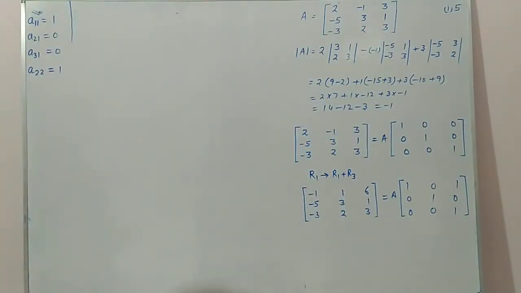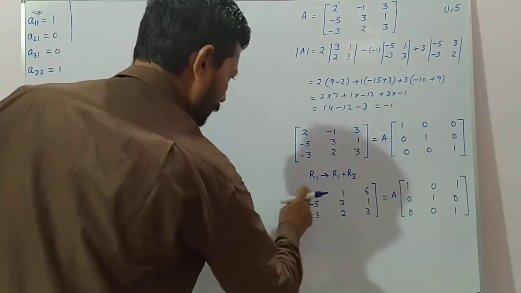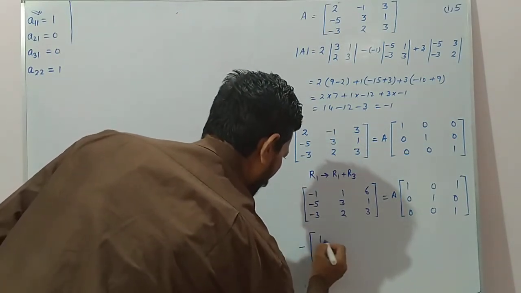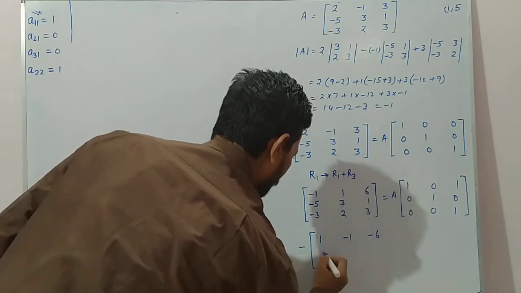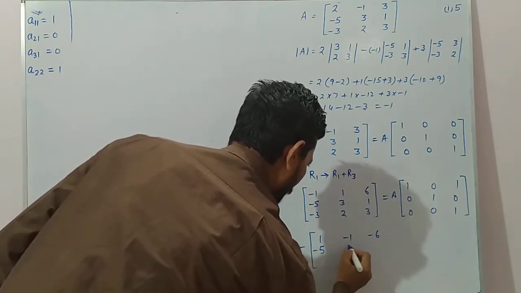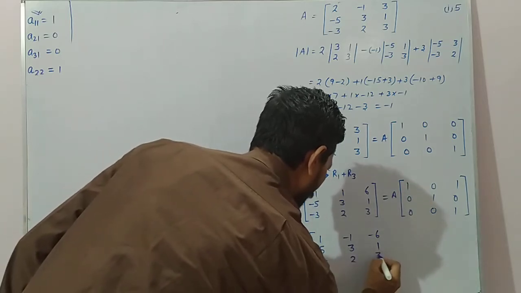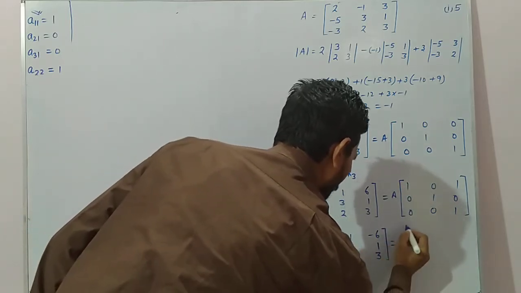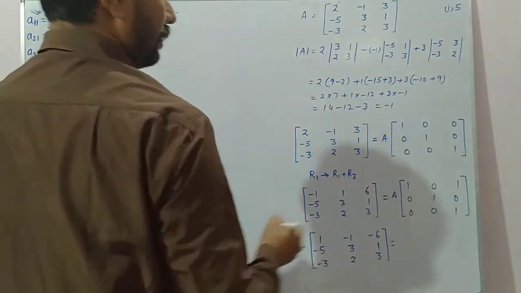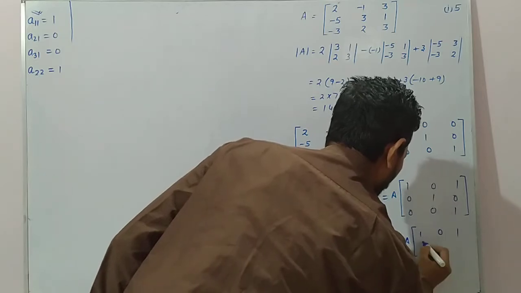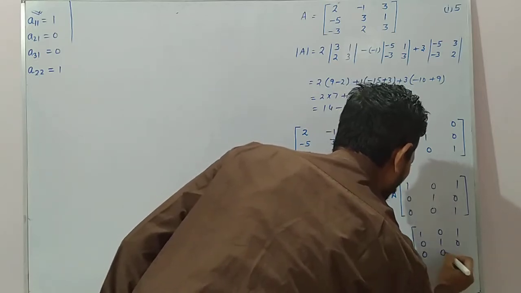Now, we can take minus common from here. So when we take minus, this may become 1. So we are taking minus common. We are getting 1, minus 1, minus 6, minus 5, 3, 1, minus 3, 2, 3. From the first row, from this side also we will take minus common. You are getting 1, 0, 1, 0, 1, 0, 0, 0, 1.